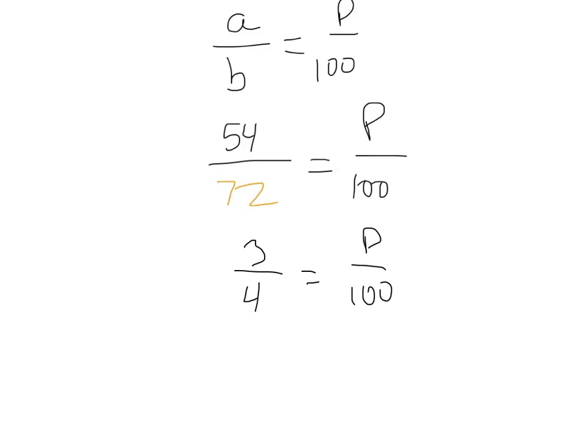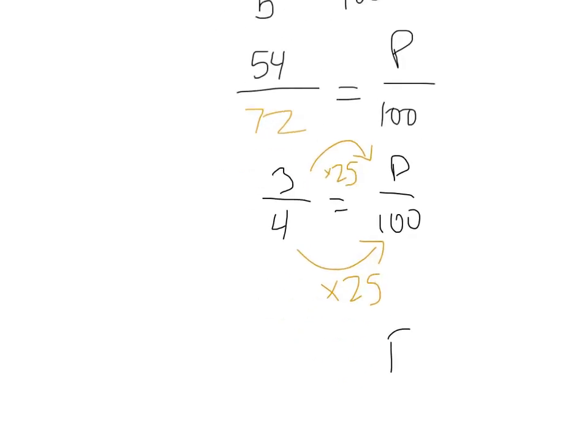But now that I've simplified, I can do a little mental math because I can say, how do I get from 4 to 100? Well, times 25. So what do I do to 3? Times 25. And 3 times 25 is going to equal what? Well, P is going to equal 75. And remember, when we're solving for P, we are automatically going to go ahead and slap the 75% on.